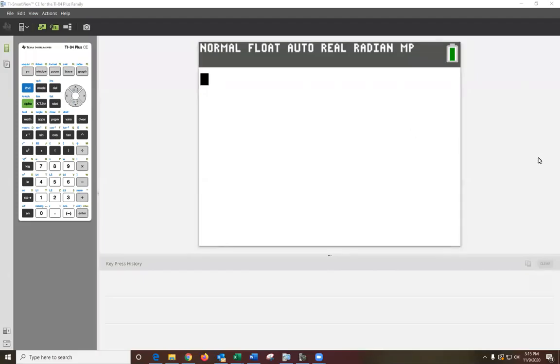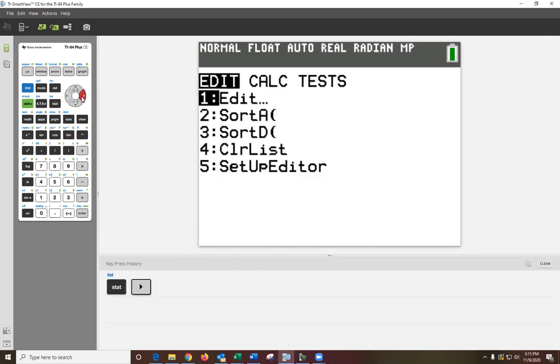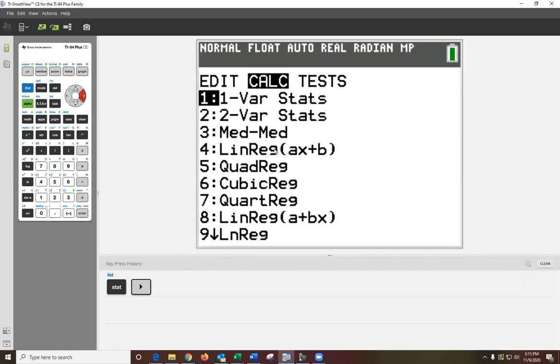Okay, let's talk about nonlinear regression. It's very similar, at least on the TI-84 calculator, to what we did for linear regression quite recently. So let's go to stat, right arrow. Before, we chose option number four for straight line regression. Find the straight line that best matches up with the points.